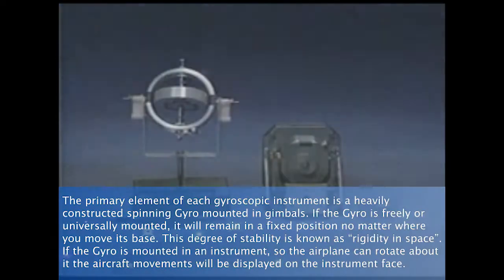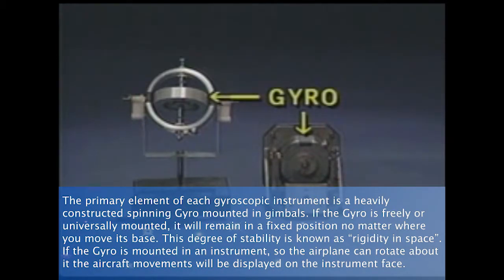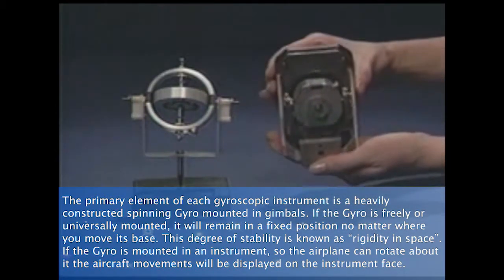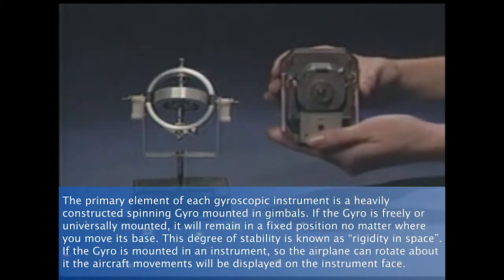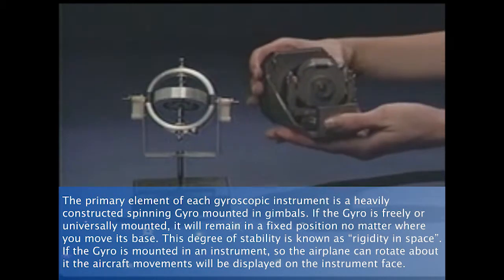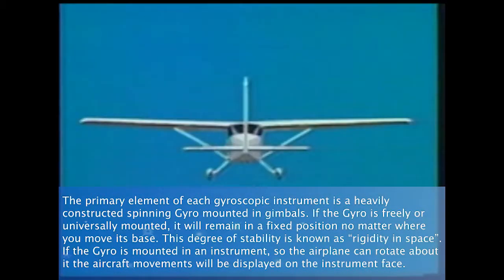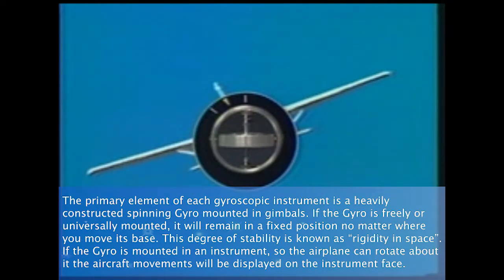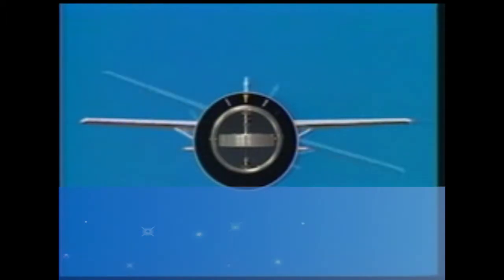The primary element of each gyroscopic instrument is a heavily constructed spinning gyro mounted in gimbals. If the gyro is freely or universally mounted, it will remain in a fixed position no matter where you move its base. This degree of stability is known as rigidity in space. If the gyro is mounted in an instrument so the airplane can rotate about it, the aircraft's movements will be displayed on the instrument face.